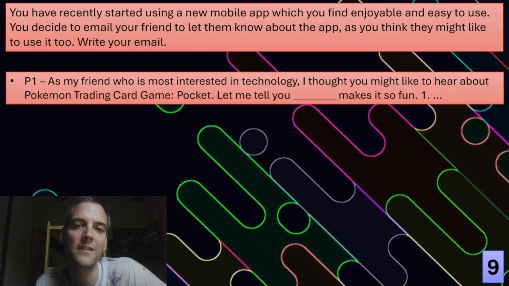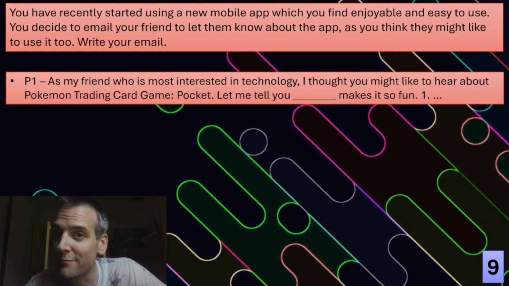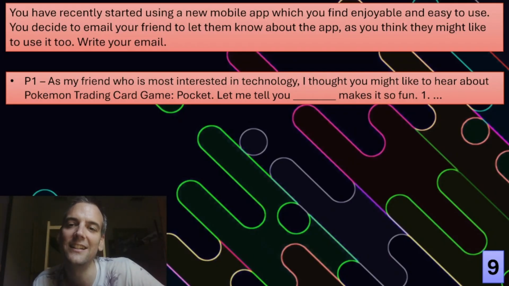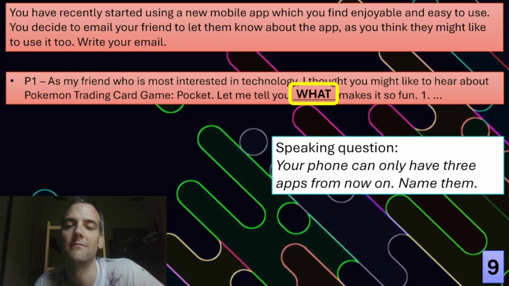In my case, obviously, I went for Pokemon Trading Card Game Pocket, which I'm still obsessed with this year. And here's what makes it so fun. Relative pronouns, super common on Use of English Part 2. Had to include this, didn't I? What makes it so fun? The thing that makes it, or the things that make it so fun.